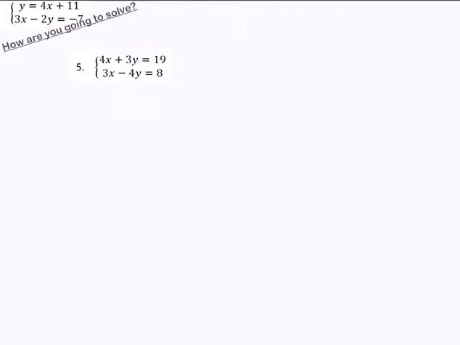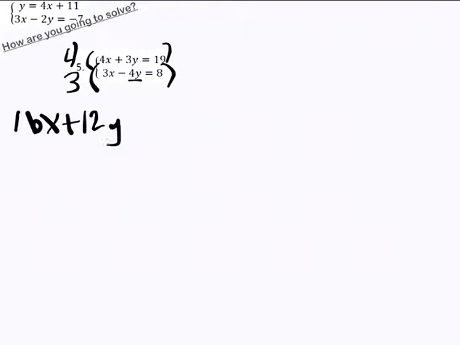Okay, so I'm going to try doing this using elimination. Since it's the same number with opposite signs, I'm going to multiply the top one by 4 because that's the bottom coefficient, and the bottom one by 3 because that's the top coefficient. So when you multiply in the 4, you're going to get 16x plus 12y is equal to 19 times 4, which is 76.